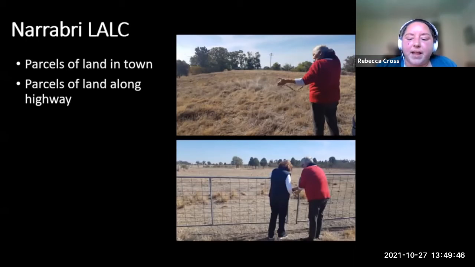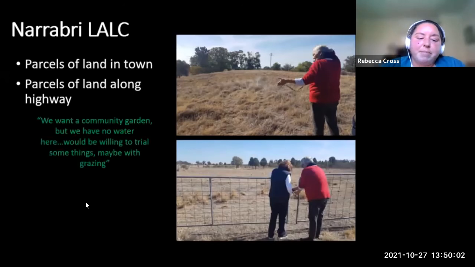But it's somewhere that Lynn says that the community has talked about having a native foods garden, or not just native foods, an all foods garden, and that actually grasslands for grains they could start to do some trials on that land. But they were really keen, as that quote says, so we want a community garden, but we have no water here, but we'd be willing to trial some things maybe with grazing.